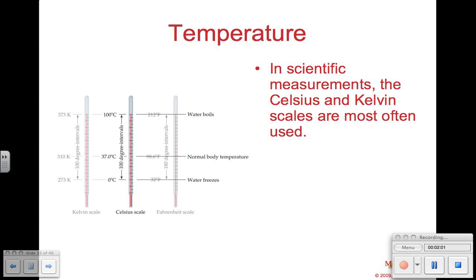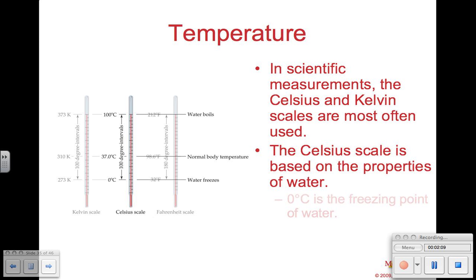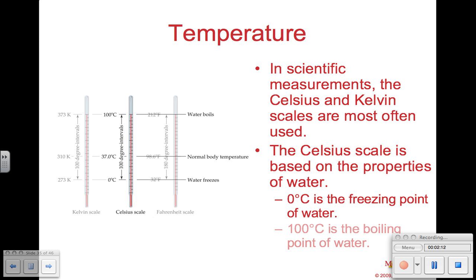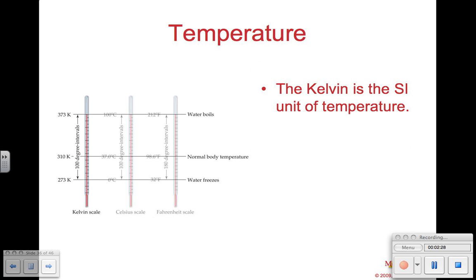Now, in scientific measurements, we use Celsius and Kelvin. Those are the two scales that we use. Celsius was and is based off of the melting and boiling points of water, and so thus you have 0 degrees and 100 degrees. It's nice firm numbers. Kelvin is the SI unit for temperature, and Kelvin is based off of gases, the behavior of gases, and we talked about that a bit in first year chemistry.